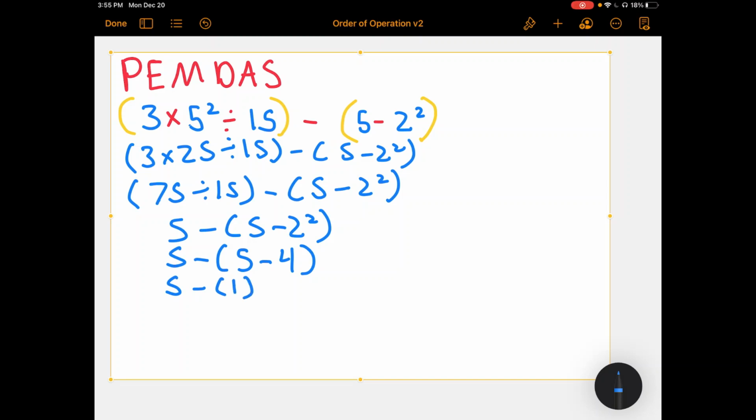So we're going to solve that operation here, 5 minus 1. You didn't have to write the parentheses. I just like to keep them to carry it down, just to know that's where it came from. Okay, so now we have the 5 minus 1. So we're done. 5 minus 1 gives us the 4, and that is your answer.